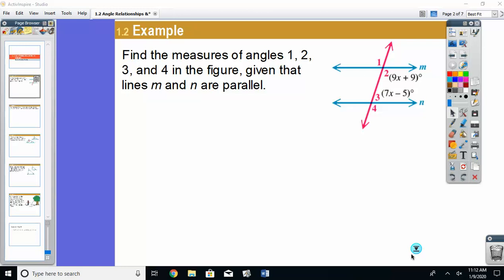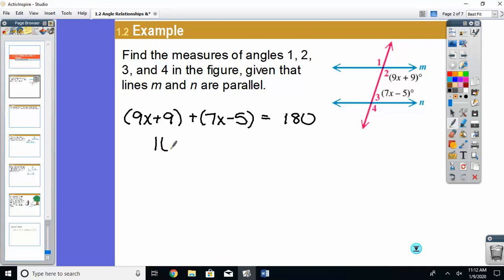I've given you expressions for angles 2 and 3. What do we know about angles 2 and 3? Right. Those are going to add up to 180. They're supplementary. So I can do 9x plus 9 plus 7x minus 5 equals 180.